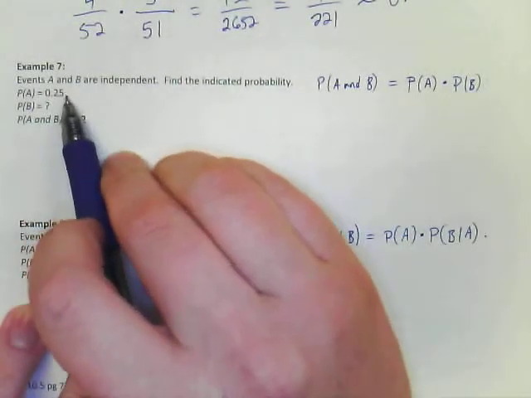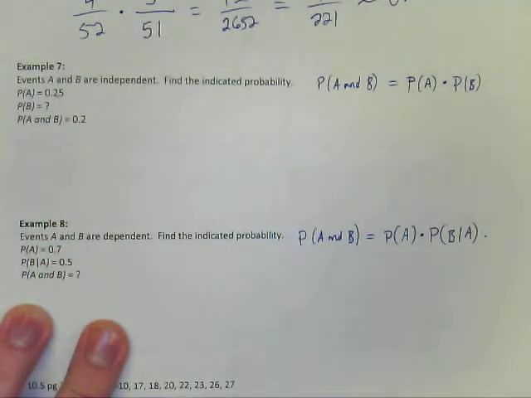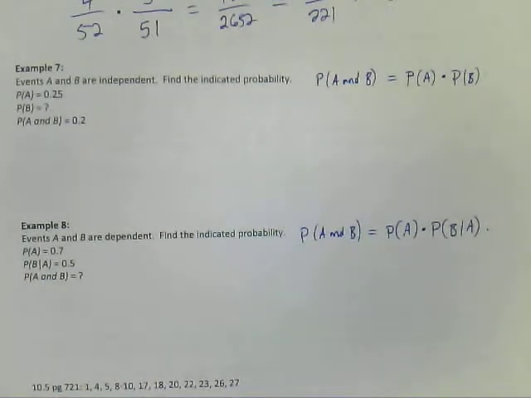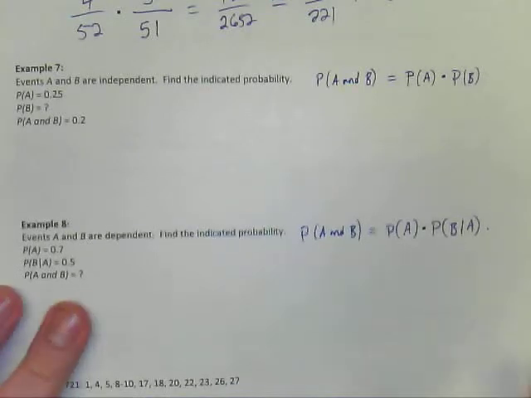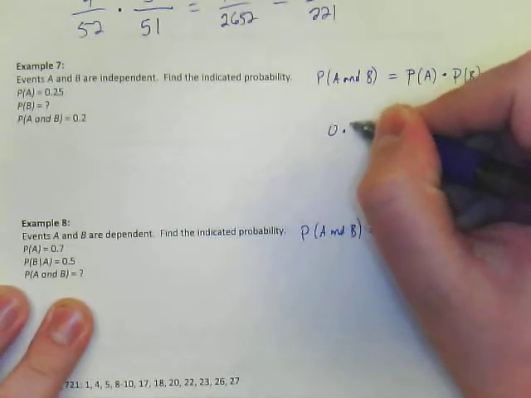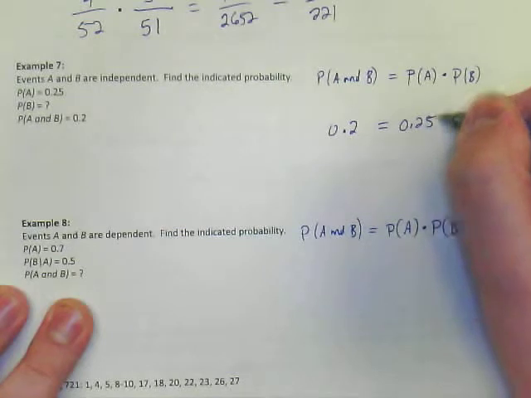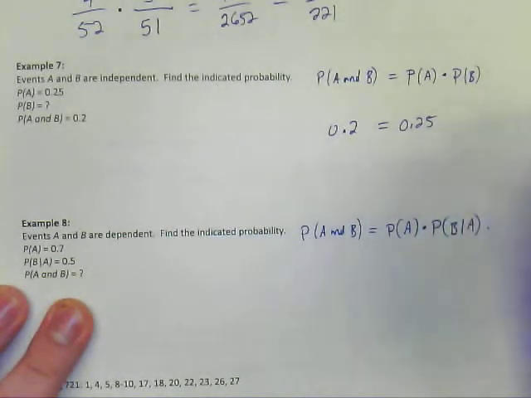So we know the probability of event A here. We know the probability of both of them happening. So what we're trying to find here is the probability of event B. Now it doesn't matter what these events are, all we have here are numbers, but we can plug them into the formula and figure out the missing piece. So we know that the probability of event A and B is 0.2, and the probability of A is 0.25. Now we don't know the probability of event B, I'll just call that x.